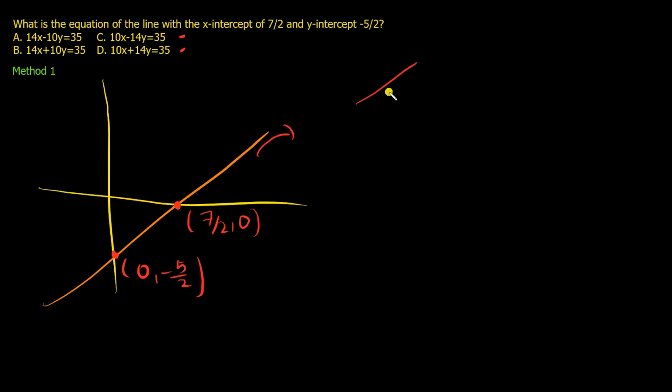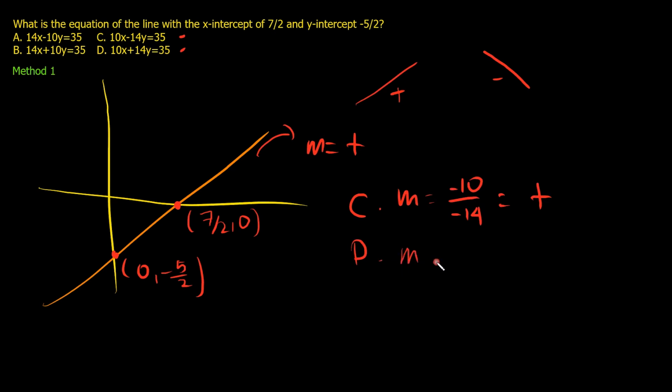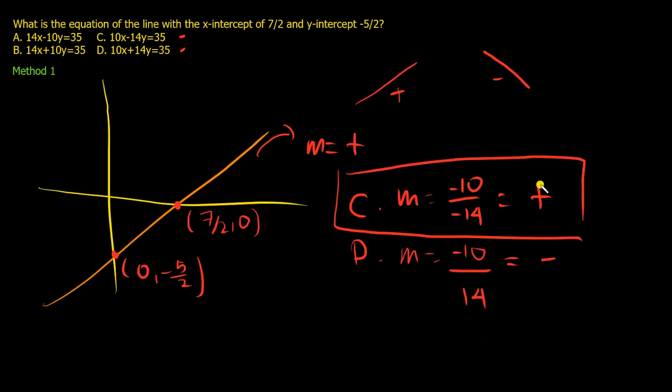Pag upward to the right, ang slope is positive. Pag upward to the left, ang slope is negative. So, dapat ang slope ani is what? Positive. Now, sa choices class, letter C, positive ang slope or dili? Slope is what? Negative 10 over negative 14. So, therefore, positive. Letter D class, slope niya, negative 10 over 14. So, ang slope is negative. Therefore, atong answer is letter C. Kaya nga naman, positive man niyang slope. Positive man dapat ang slope aning line kay upward to the right man siya. Okay? So, that is method number 1 na to.